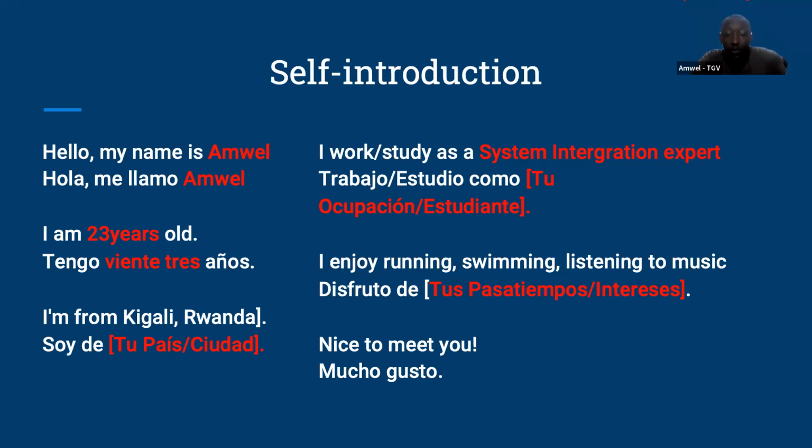Then also, how do you talk about things that you like? You can say disfruto, which means I enjoy doing stuff. So you can say disfruto de, for example, myself, I like running. Disfruto correr, correr means to run. Or I can say disfruto corriendo, corriendo meaning running itself. Then I can say nadar, N-A-D-A-R, nadar, and escuchando la música, listening to music. Then once you're done, you can say mucho gusto.